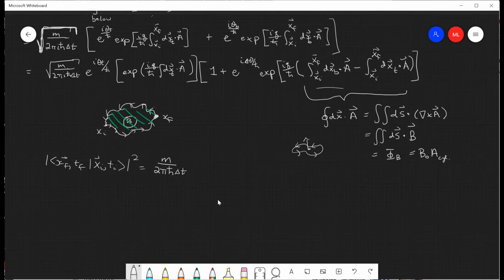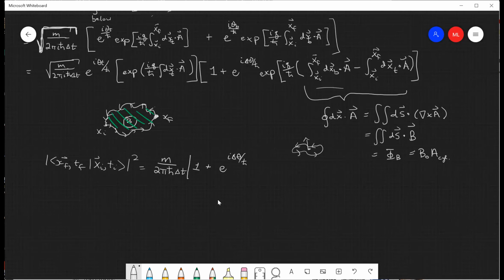Well, we have the magnitude squared of 1 plus e to the i delta theta over h bar, where delta theta is some possible phase difference between the top and bottom. We haven't specified what it is.